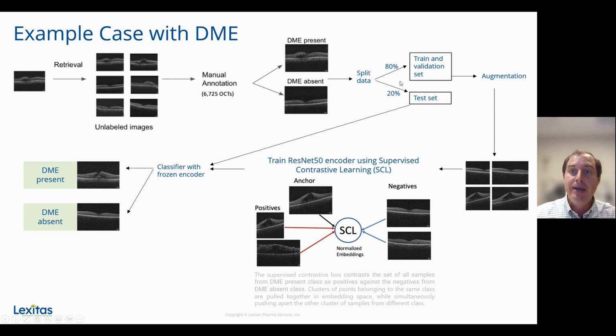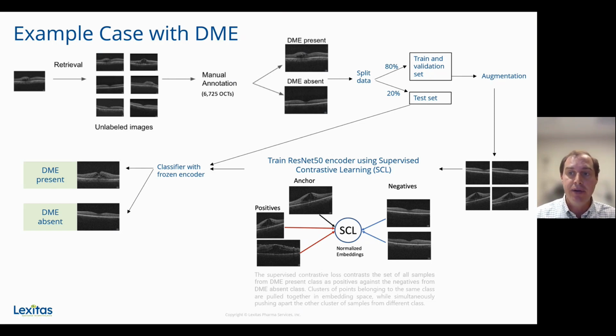So with the 80% training set, we then had the computer work its magic, and we did a ResNet 50 encoder using a supervised contrastive learning algorithm to identify whether or not the patients were DME or not DME. And then after the computer had created its algorithm, we used the 20% of images remaining to test that algorithm. We don't know what the algorithm was looking at in the images.